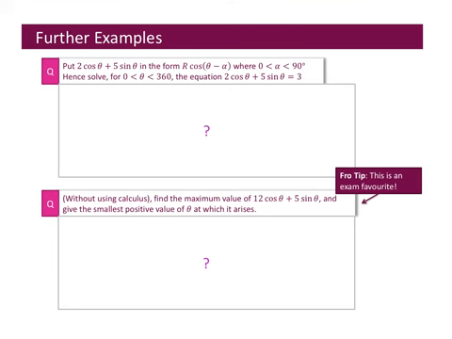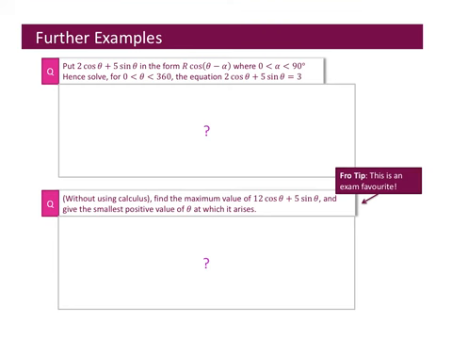Right, and now we have further examples, which I'm going to go through. Put 2 cos theta plus 5 sine theta in the form r cos(theta minus alpha), where 0 is less than alpha is less than 90 degrees. Hence, solve the equation where this equals 3. Again, this is what I was speaking about earlier. Once we put it into the form r cos(theta minus alpha), we're going to be able to solve this equation a lot easier. So here we go.